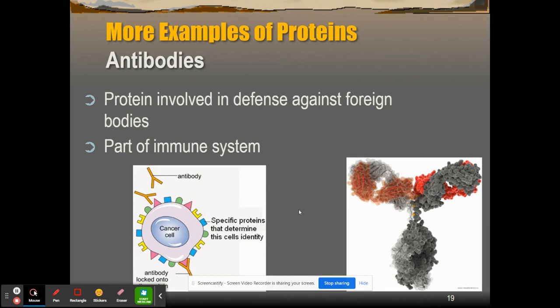All right, another protein is an antibody. This one I already mentioned. We've got a really great scanning electron micrograph or model of an antibody right here. These are immune system structures that your B cells make so they can defend yourself from immune system attacks.